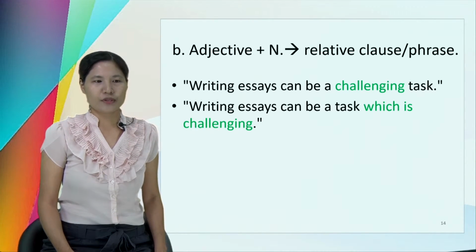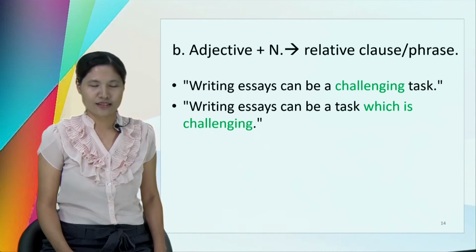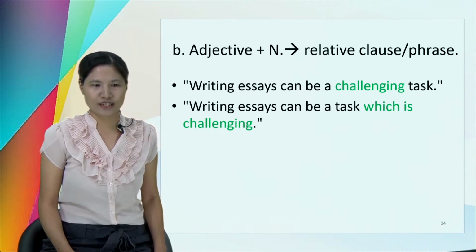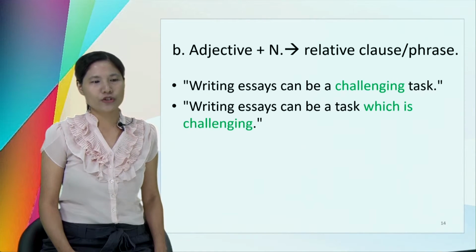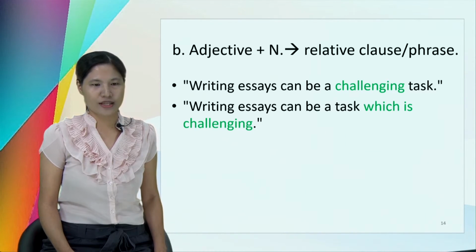Here, the example is adjective plus noun, 形容词加上名词，名词片语。Then we can change that into a relative clause, 变成一个形容词子句或是形容词片语。The example is, writing essays can be a challenging task. So here, the target word is challenging. We'll change that into which is challenging. So again, the structure is different and the word order is different, and also it's a good paraphrase.